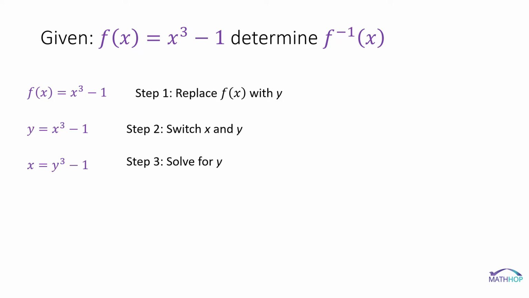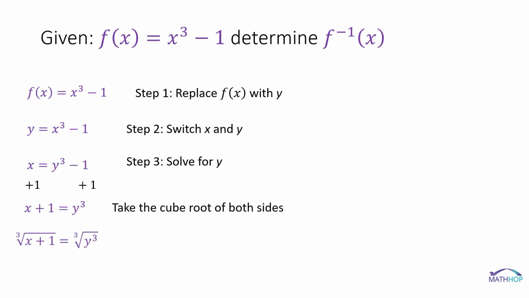We have to get rid of that -1. How do we do that? Add 1 to both sides. We've got x plus 1 equals y cubed. Do not forget that taking the cube root is the opposite of cubing. Take the cube root of both sides. The cube root of y cubed is just y. Remember, these are inverses of one another, so they undo each other. So we get y equals the cube root of the quantity x plus 1.